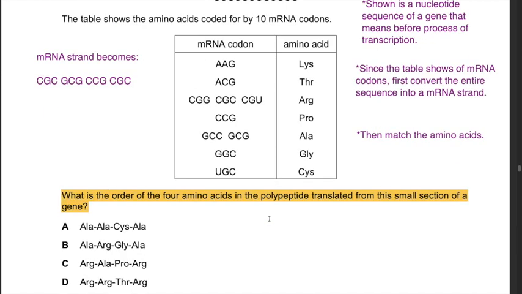of a gene. Since the mRNA strand starts with CGC, the corresponding amino acid would be ARG, leaving us with the answer being either C or D. Let's look at the next codon, GCG. Where does GCG lie in this table? Well, as you can see, GCG matches with ALA. So the answer over here is definitely C, not D, because D has ARG. However, it should be ARG followed by ALA, not another ARG. Therefore, the answer over here is answer C.